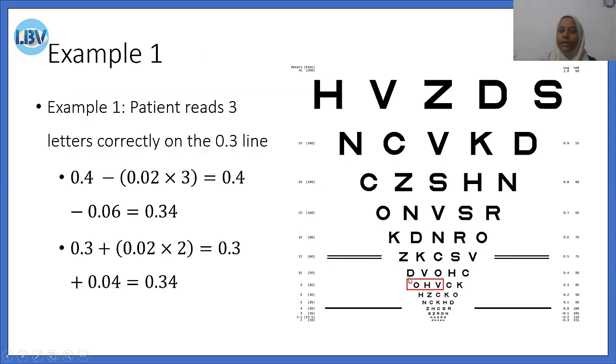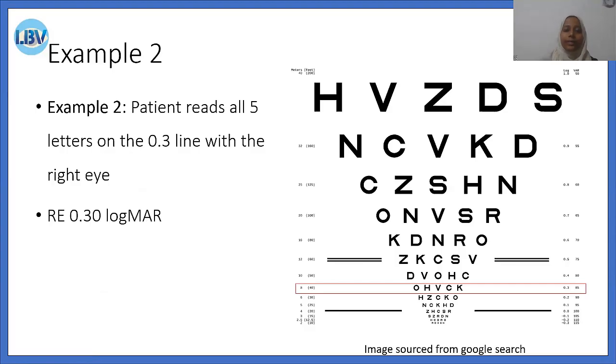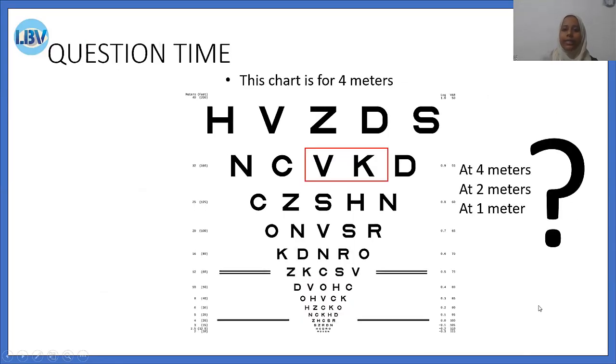So this is an example with the logMAR visual acuity chart where the patient reads 3 letters correctly on the 0.3 line. Here is the 0.3 line, and 3 letters are read correctly. So in order to take the visual acuity of that patient, we do upper line value minus 0.02 into letters read correctly. So it gives you 0.34. This is another way, where you add the unread letters to the same line. So that also gives you 0.34. Another example is where all the 5 letters were read by the patient on the 0.3 line, so the visual acuity is 0.3.